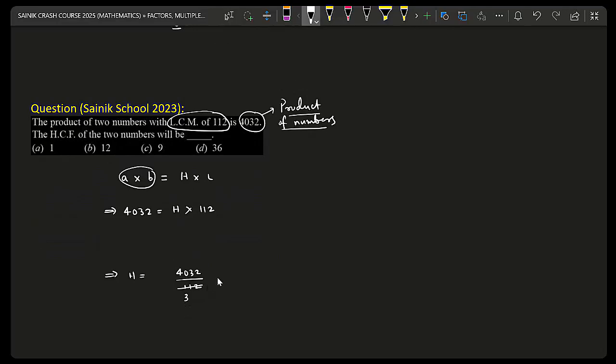I don't think the denominator is divisible by 3. You didn't check it. 2 plus 1 plus 1. Is it divisible by 3? No, not divisible by 3. So what shall we do?